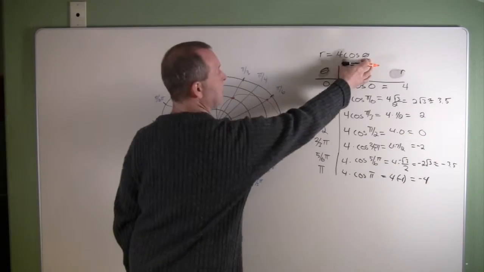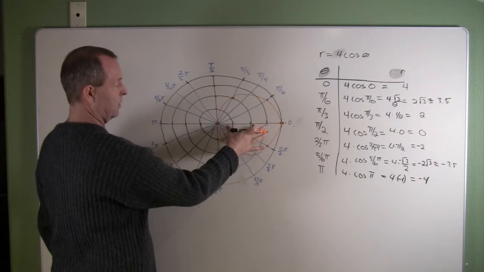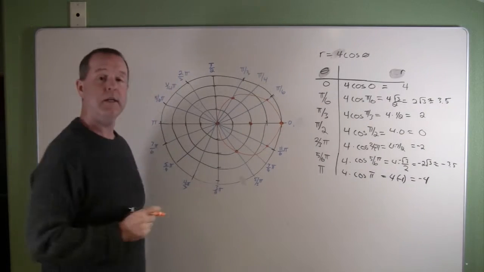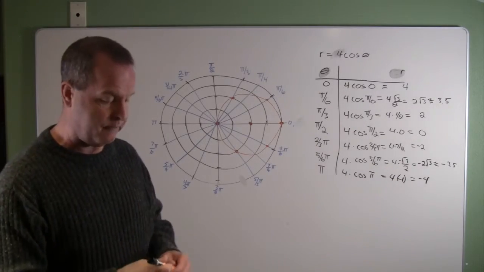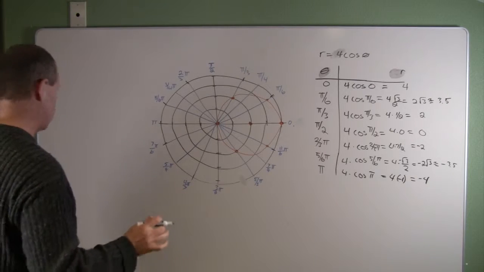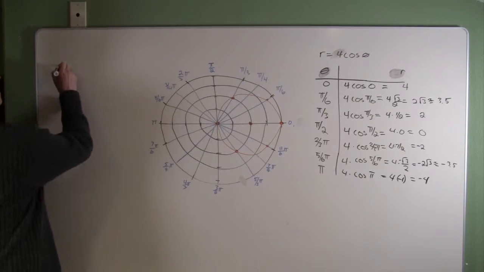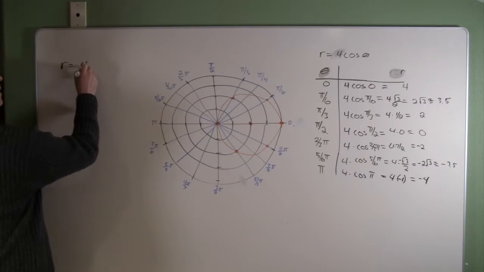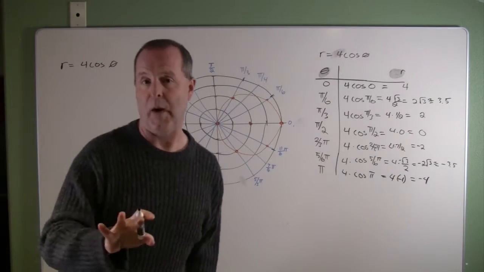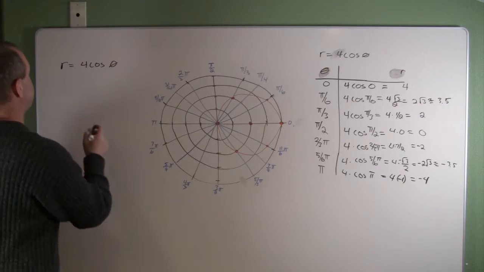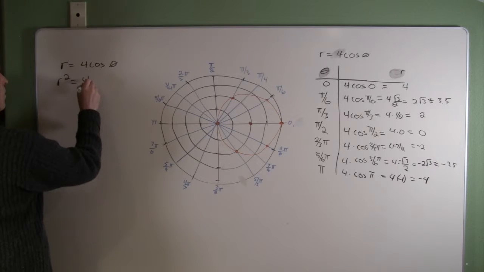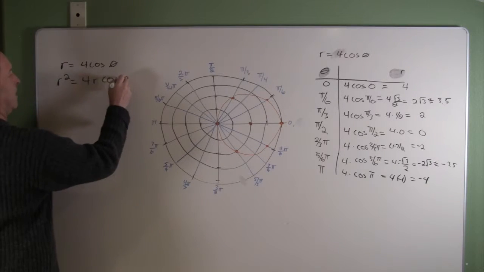R equals 4 times cosine theta. It looks like I have a circle situated here, and maybe the center is at the point (2, 0), which we can go ahead and verify. If I have r equals 4 cosine theta, a great way to verify that is to send it over to XY world. I'm going to multiply both sides by r: r squared equals 4 times r times cosine theta.